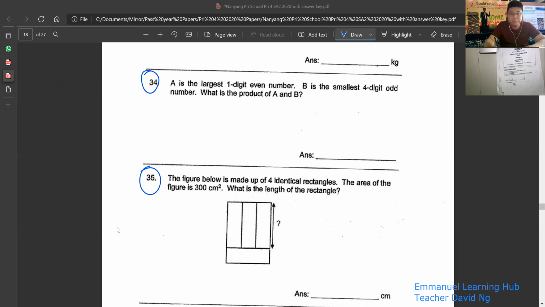Okay, question 35. The figure below is made up of 4 identical rectangles. The area of this figure is 300. What is the length of the rectangle? Can you tell me what is the area of one rectangle?